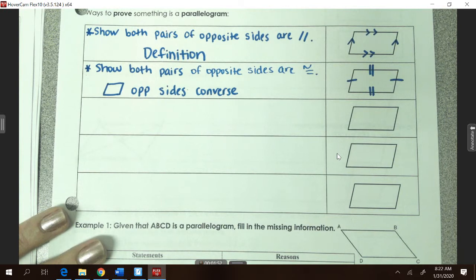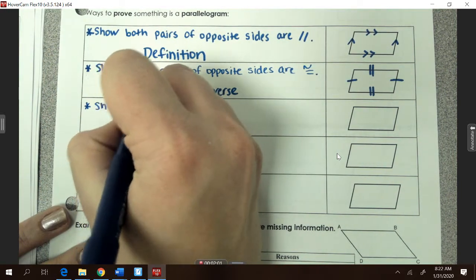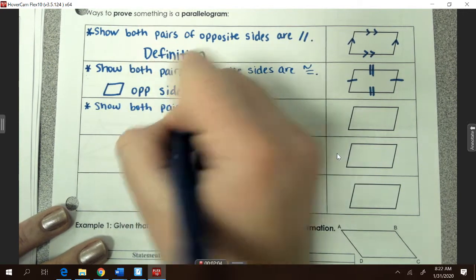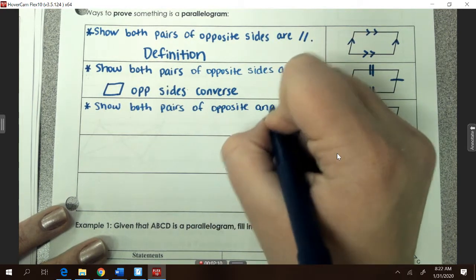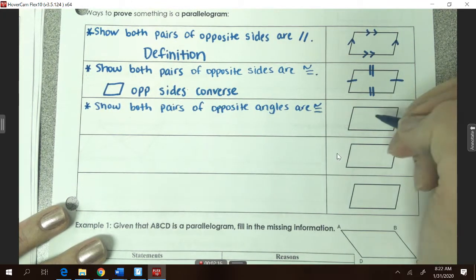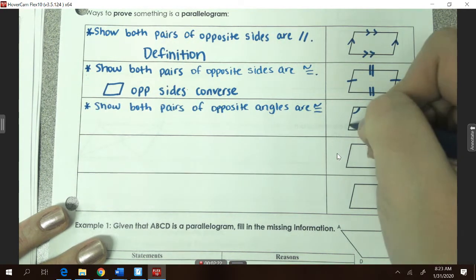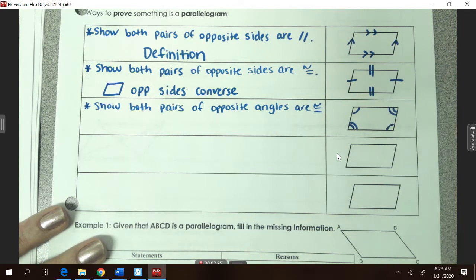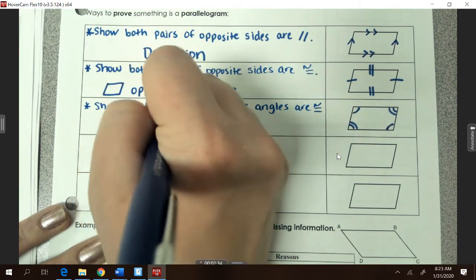The next way is to show that both pairs of opposite angles are congruent. Okay. Show that both pairs of opposite angles are congruent. Okay. So I would be showing that this angle is congruent to this opposite angle, and I'd be showing that this angle is congruent to this opposite angle. Okay. And that's known as the parallelogram opposite angles converse.